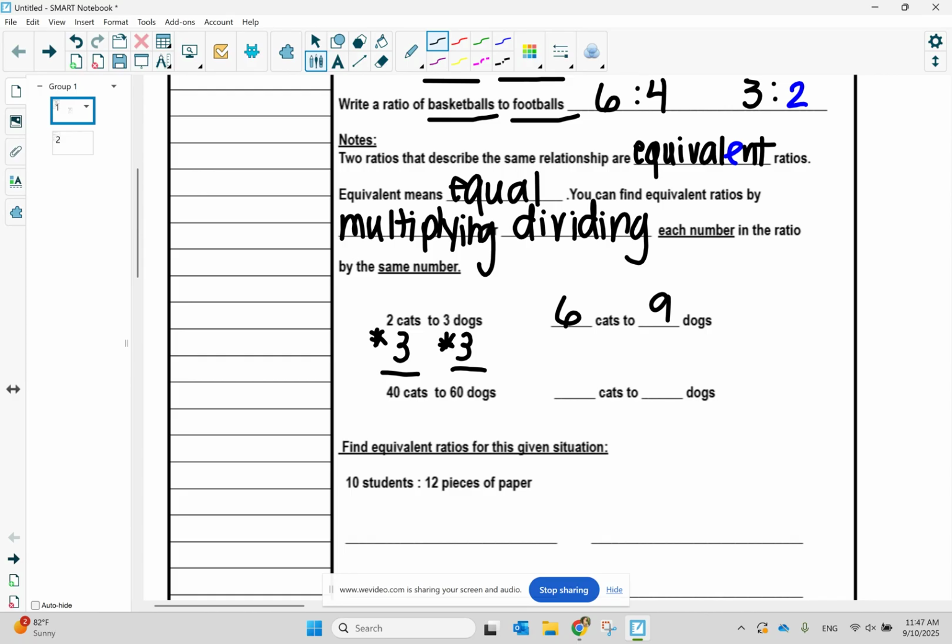Okay, same thing with dividing. You can get equivalent ratios by dividing. So I could divide 40 cats by 10. And as long as I divide 60 dogs by the same number, which is also 10, it's going to be an equivalent ratio. So 40 divided by 10 would be 4 cats. 60 divided by 10 would be 6 dogs. Okay, so equivalent ratios, we're multiplying or dividing each number in the ratio by the same number. That's so important, the same number.